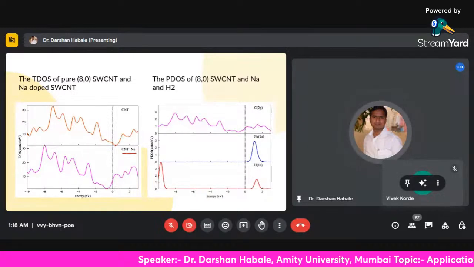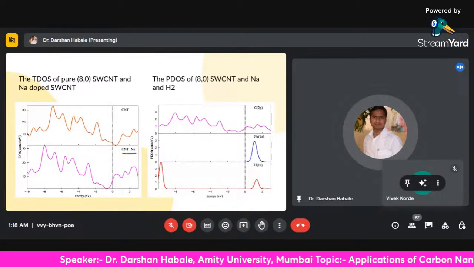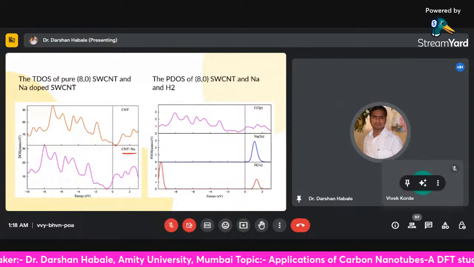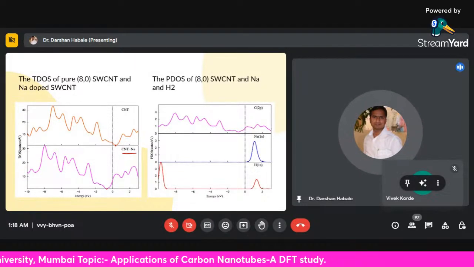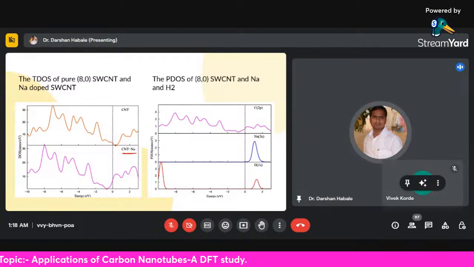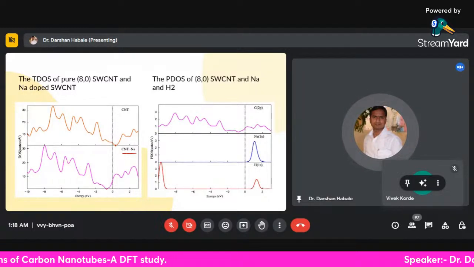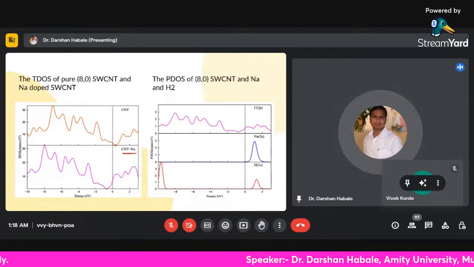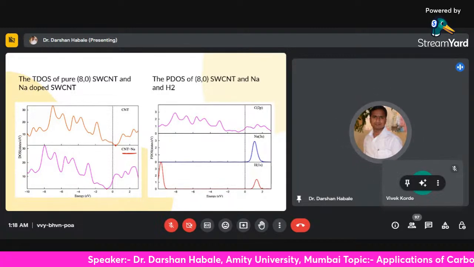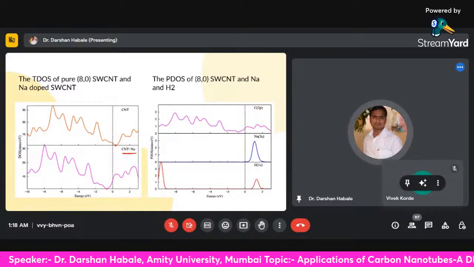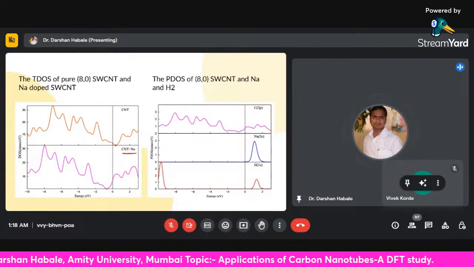The other graph is the partial density of states. In total density of states, we cannot segregate the densities of the s orbital, p orbital, or d or f, whatever. But in partial density of states, we can check individually whether it is the 2p orbital, 3s orbital, or 1s orbital. We can individually check what the density is over there.